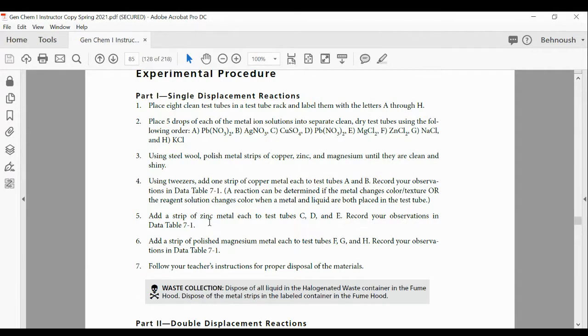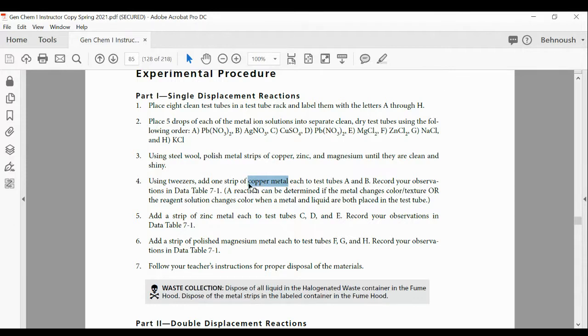So zinc is added to C, D, and E, but here you're adding copper to test tube A. When it says a strip of copper, that is the metal. The metal ion comes from the solution that you have in the test tube. The metal is the solid piece. And then you examine copper with lead against the activity series to see which one is higher up.